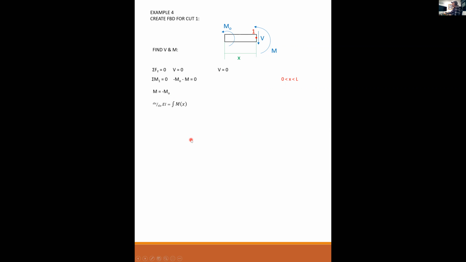Okay, so then we follow our equation: EI dv/dx is the integral of the moment as a function of x. So we plug in our moment as a function of x, which happens to be a constant in this case. When you integrate it, you get minus M naught x plus C1. Then we do the next integral to go from dv/dx to vEI. So I integrate my result again, and I get minus M naught x squared over 2 plus C1x plus C2.